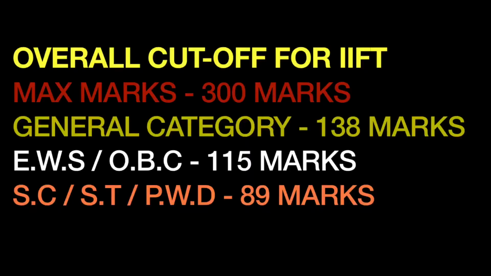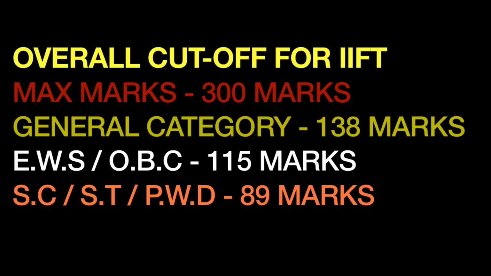Now guys, let's talk about the cutoff for each section. I will come to the cutoff of each section, but first let's talk about the overall cutoff. Out of 300, which is the maximum mark you get if you attempt all the questions correctly, 138 overall is the cutoff score for the general category. However, for EWS, the economically weaker section, and OBC, the cutoff is 115 marks. It's less. And for SC, ST and PWD, the cutoff is 89 marks.